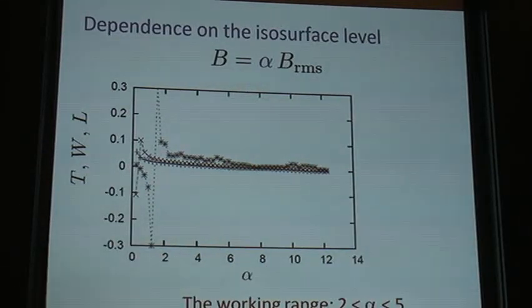If you have a random quantity in your box, and you want to plot its isosurfaces, choose the level equal to the mean value plus 2 or 3 or 4, perhaps 5, values of the standard deviation. Don't take 10, don't take 1.